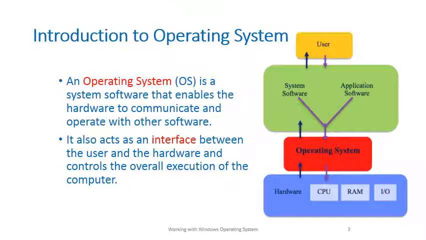First, what is an operating system? Already in the last chapter we had discussed this. Operating system is a system software which acts as an interface between the user and the computer hardware, and it controls the overall operations of a computer.